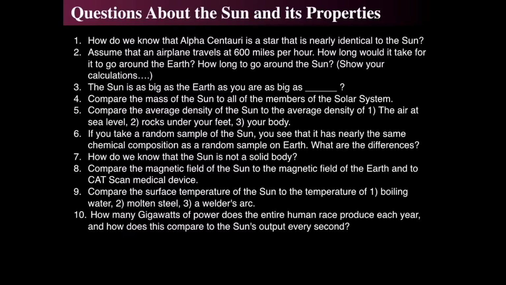And if the sun is as big as the Earth, as you are as big as something, this is a compare and contrast. Big might mean volume, big might mean height or width or diameter. So if you think of the sun as you are the sun, what would be something as small as the Earth compared to you? Now compare the mass of the sun to all the members of the solar system, individually and by groups and the entire thing. And the density.